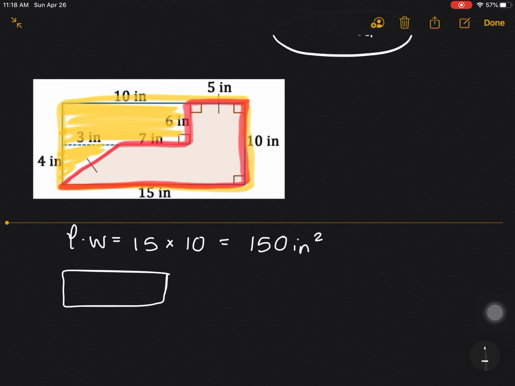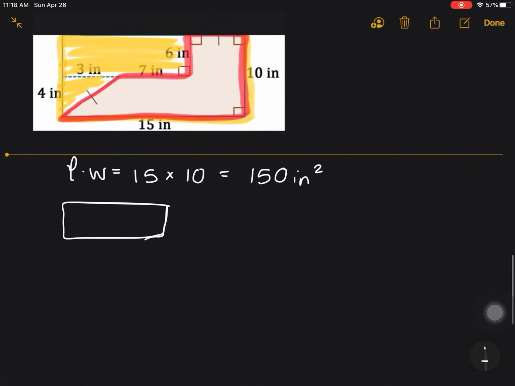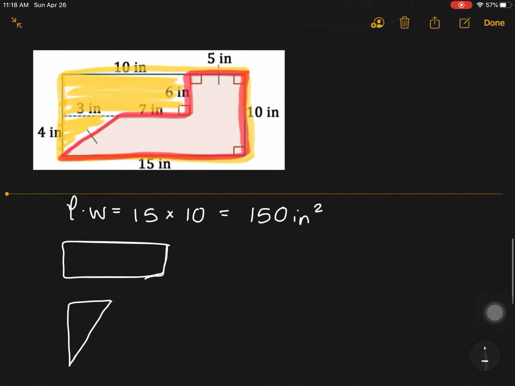Now, we need to take away two different regions. We need to take away that rectangular region on the top, and then we need to take away this triangular region right underneath it. So let's fill in what we know about these two regions. So our first region, we'll start with our rectangle. We are told right here our length is 10, and we're told that our width here is 6. So again, when we're looking at length times width, or 10 times 6, the area of this smaller rectangle at the top left corner is going to be 60 inches squared.